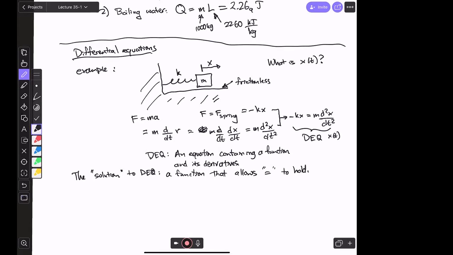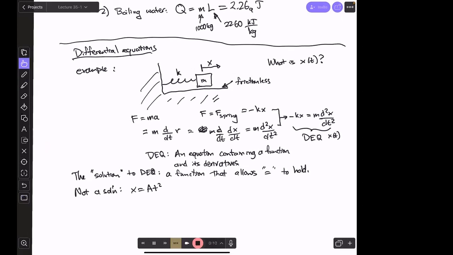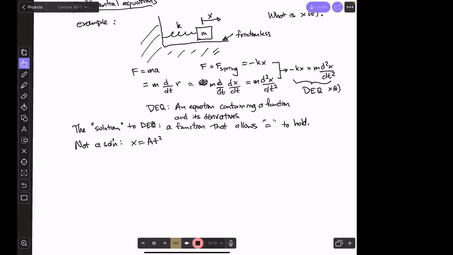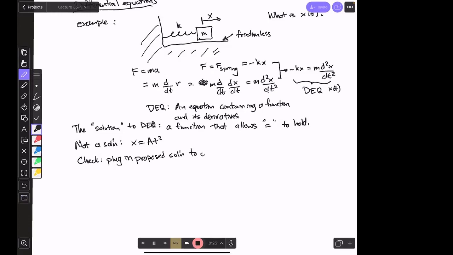And to illustrate what I mean, I want to show you a function that is not a solution. So not a solution to our differential equation would be x equals at squared. So let's prove that this is not a solution to our differential equation. To check, we're going to plug in this proposed solution to our differential equation, and we'll see that it doesn't work.